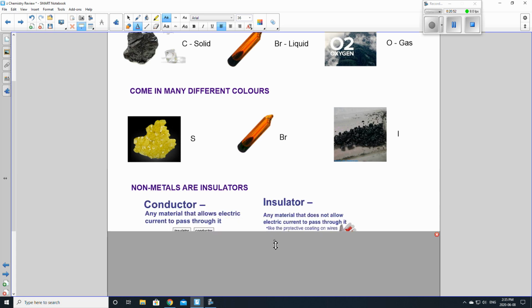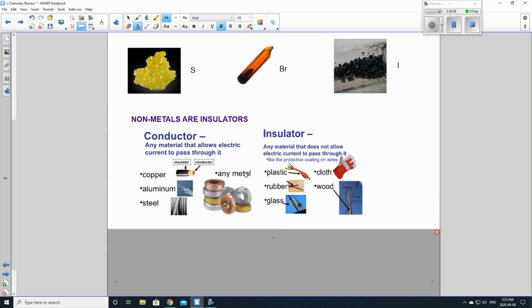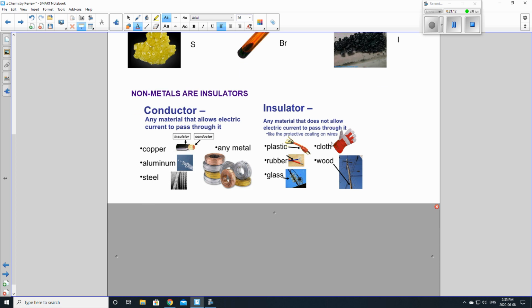Another thing we talked about is that metals are conductors, but nonmetals are insulators. So plastic, rubber, glass, they actually protect us from heat, and they also protect us from electricity.